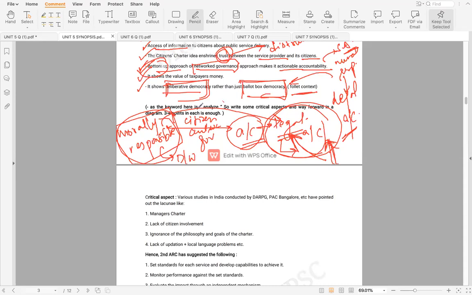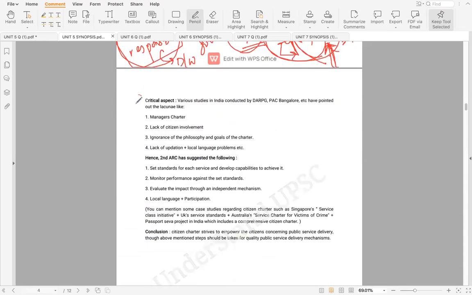So now, as the keyword here is analyze, we also have to write some critical aspects and way forward. Again, because this is a 10 marker, 2, 3, 3, 4 points is enough in each. Okay. Critical aspect: various studies in India conducted by DARPG, PAC, Bangalore, etc. So you can try to directly hit it because it's a 10 marker. So you can tell us that it is not a citizen charter, but a manager's charter. There's a lack of citizen involvement, ignorance of the philosophy and goal of the charter, lack of updation, local and vernacular language problems, not legally binding.